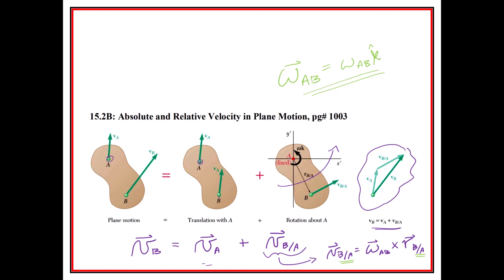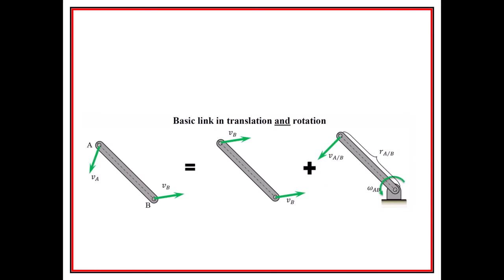If we want to get the magnitudes, V_B with respect to A, we know it's just going to be omega AB times R_B with respect to A, all right? So we don't have to deal with the vectorness of this. If we only want the magnitudes of the relative motion here, we can always just take that angular velocity, omega AB, and multiply it by this distance right here, B with respect to A.